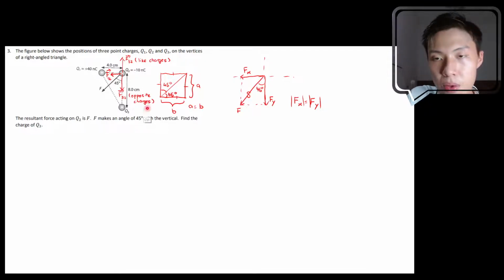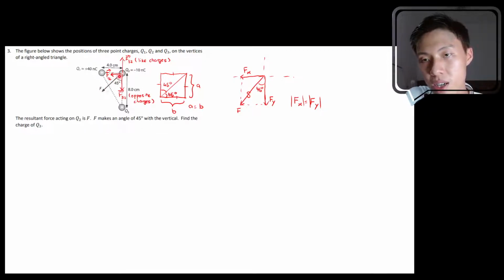But from our deduction just now, we know that the resultant force is pointing at the third quadrant. Therefore, it's impossible that the second force is pointing upwards, because if the force exerted by 3 on 2 is pointing upwards, then the resultant force will be pointing in the second quadrant already. That's impossible because they already tell us that the resultant force is pointing in the third quadrant. Therefore, we know that this must be the force exerted by Q3 on Q2.